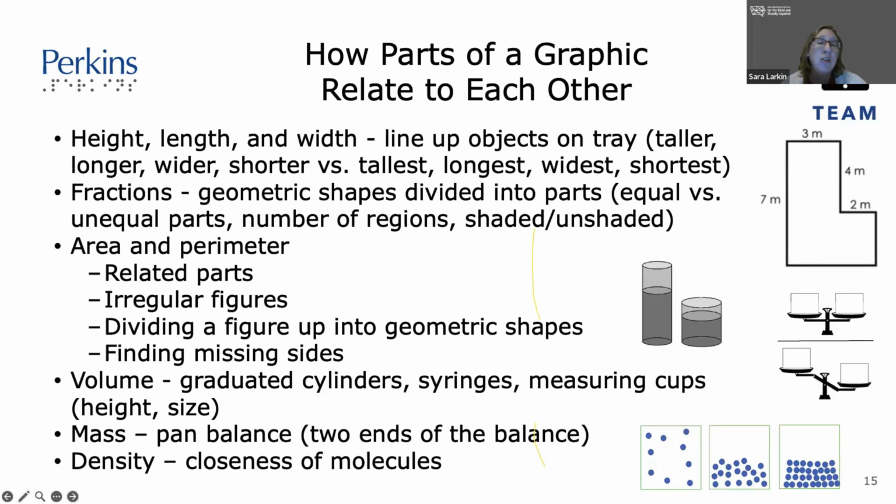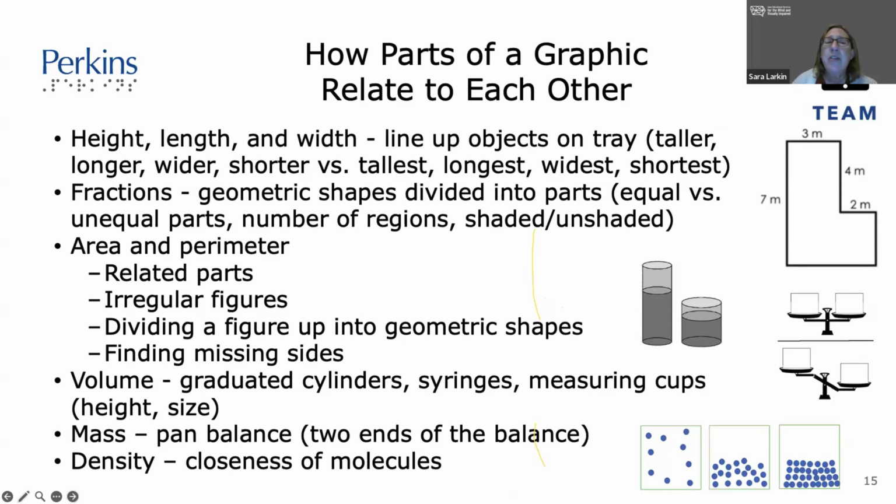Now, it's also more advanced when you go beyond two items. So taller, longer, wider, shorter is an easier skill than tallest, longest, widest, shortest, because now you're talking about more objects, and that's going to take relating more than just those two objects. When you're doing fractions, though, being able to count how many parts it's divided into and then how many might be shaded or unshaded is an important skill.